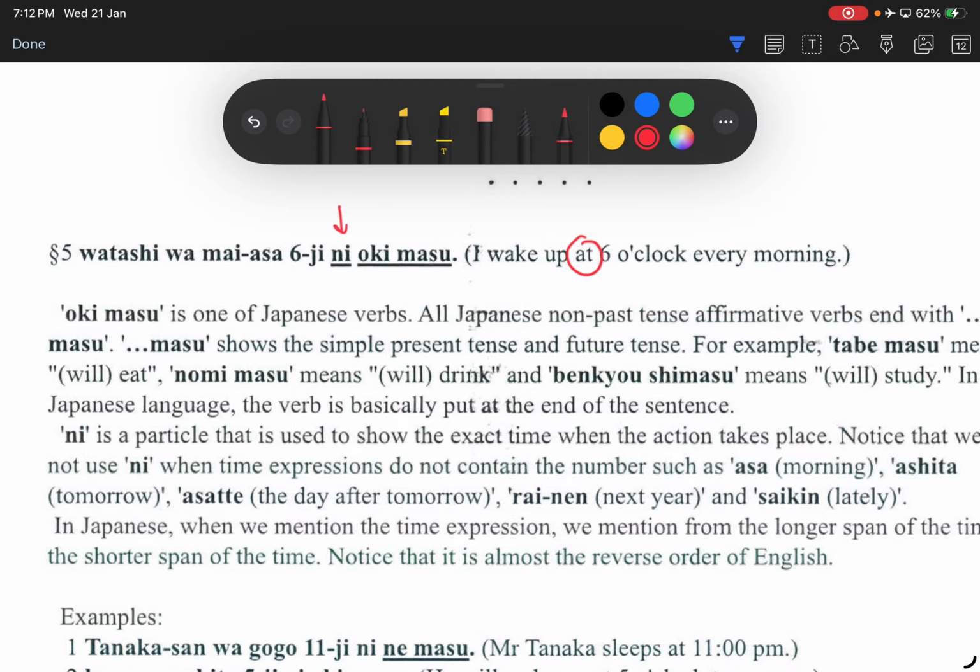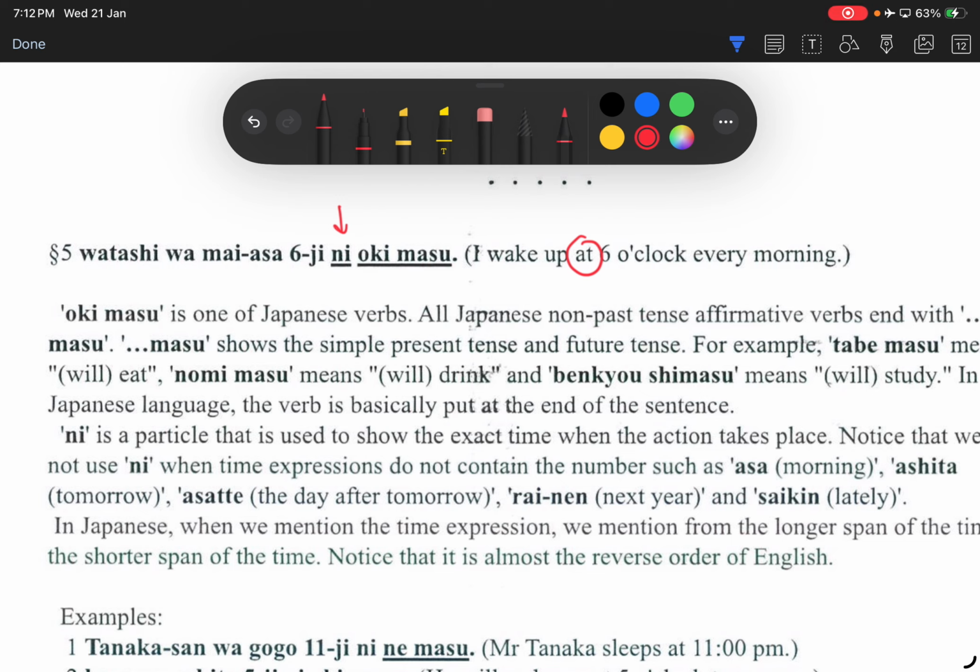Right? And then the special condition here is in order to use ni, it can only be used when there is a time expression with number in front. Right? We don't use this ni on like 来週 ashita. Right? We don't say ashita ni. We don't say 来週に 来年に. Right? It's very weird. Like at next year, at tomorrow. Right? We don't even say so in English as well.